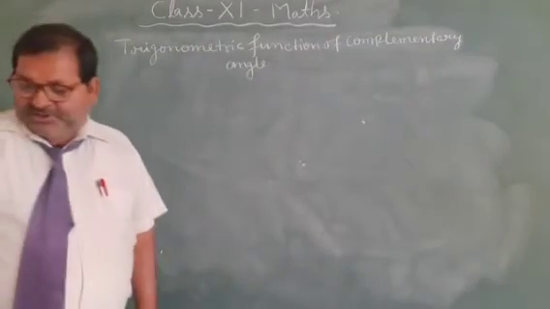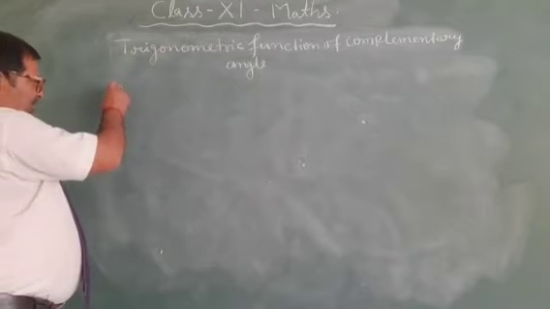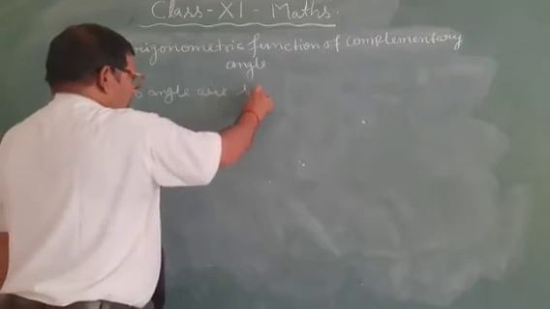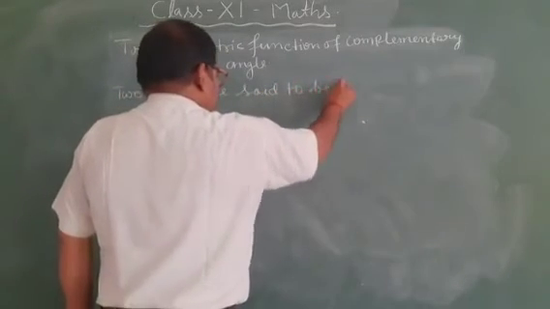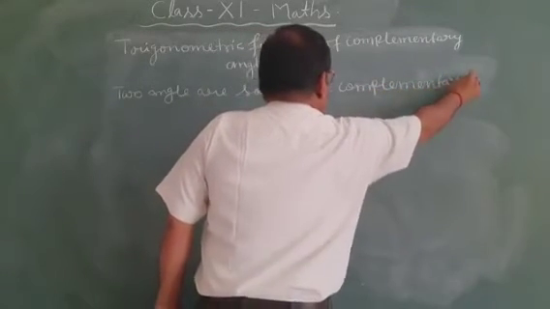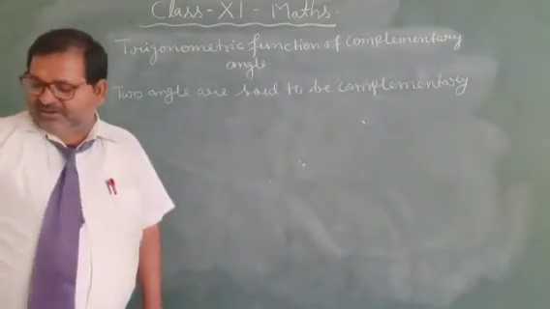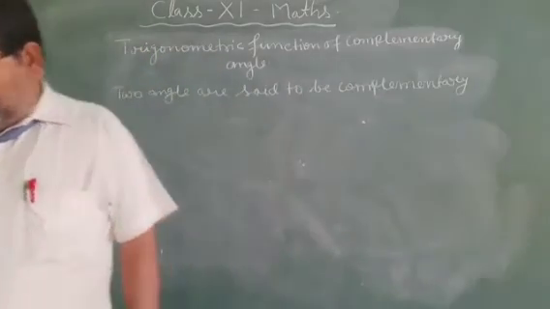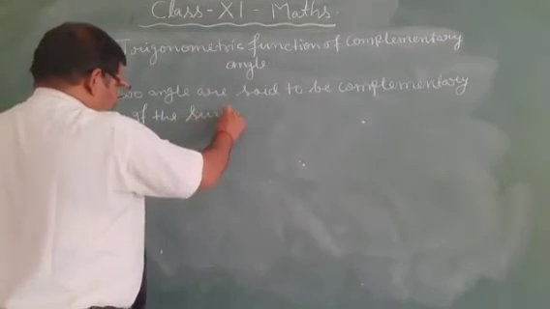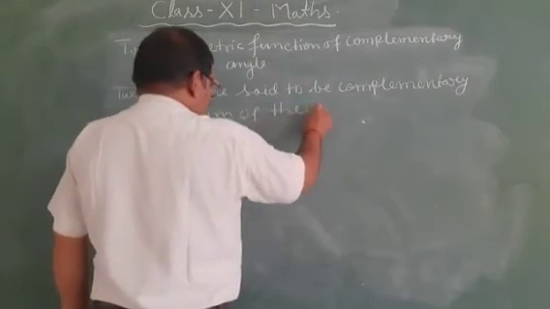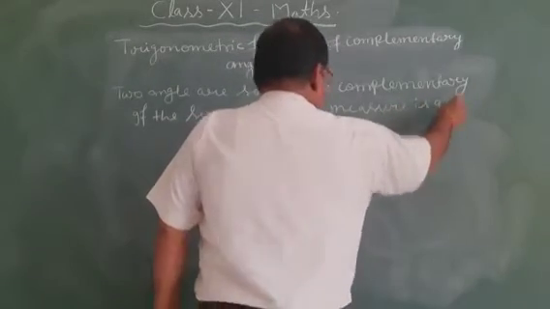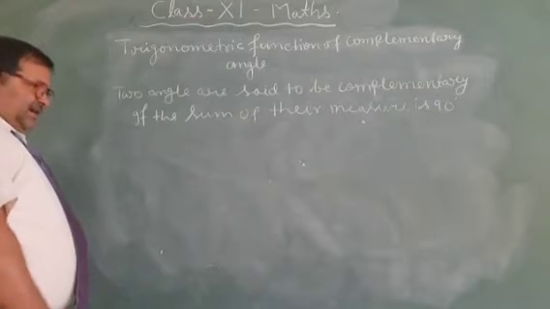Two angles are said to be complementary if the sum of their measure is 90. Sum of their measure is 90.